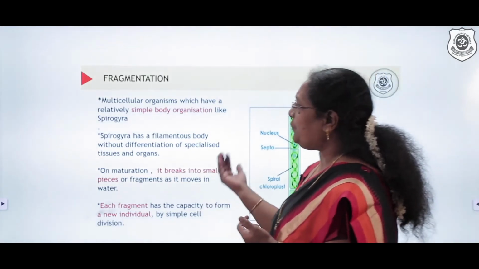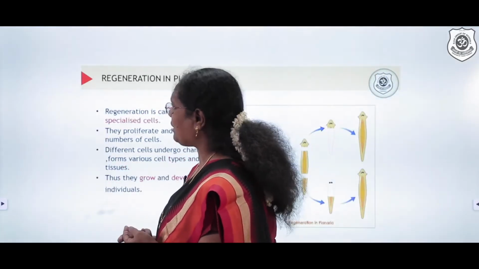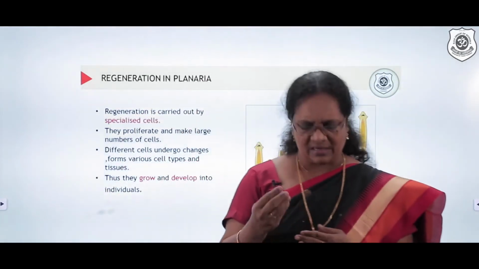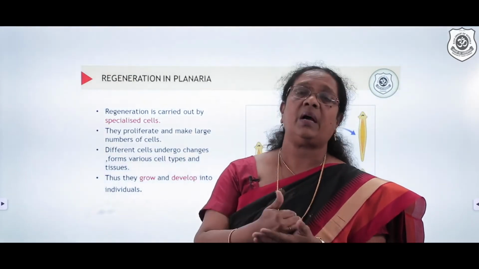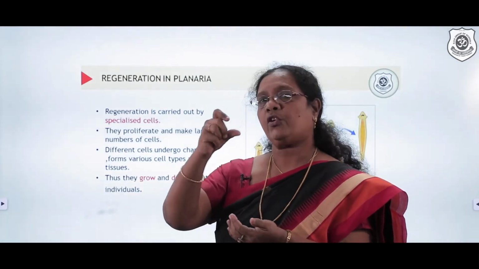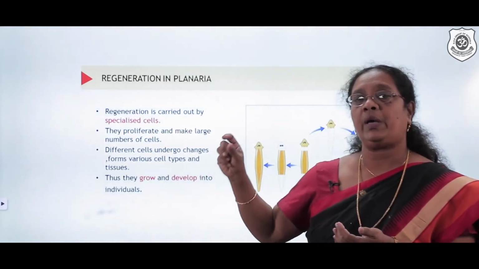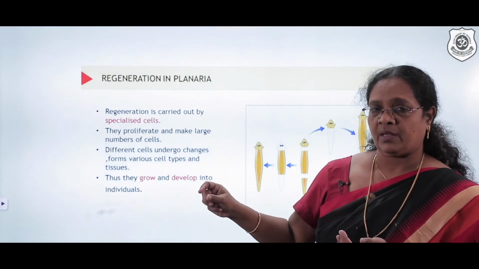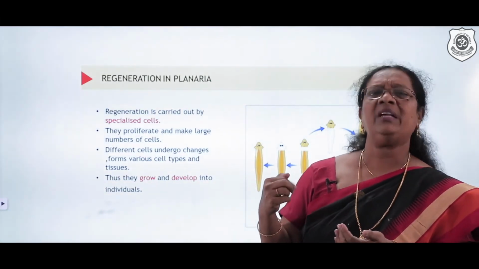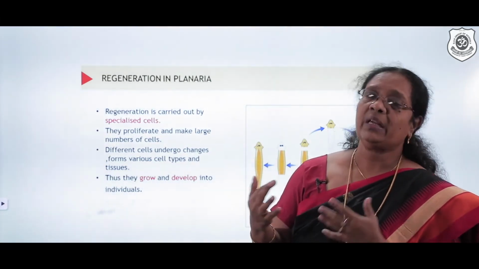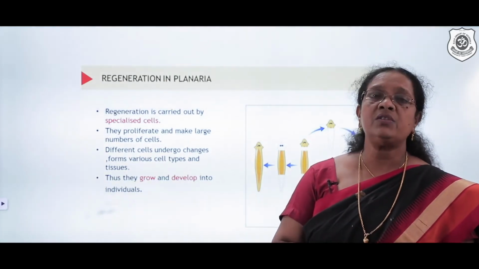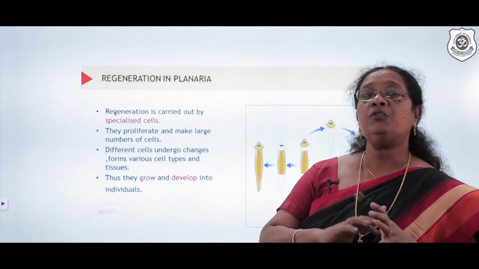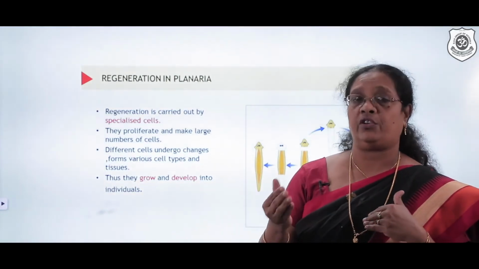And therefore, when we talk about fragmentation, we move on to the next topic, which is regeneration. That is also considered when one organism is divided into many pieces and each piece can grow into an individual. Then the question arises in our mind, why can't it be called fragmentation? When we talk about fragmentation in Spirogyra, they have not reached the tissue level or an organ level.